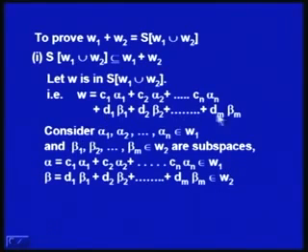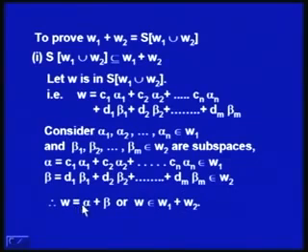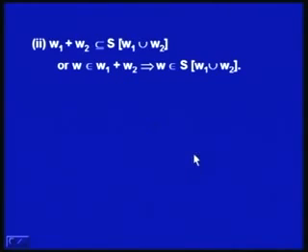Similarly, this is a linear combination of vectors of W2. So W2 being a subspace, beta equal to D1 beta 1 plus D2 beta 2 plus Dm beta m must belong to W2, and that means W can be expressed as a vector from the set W1 and a vector from the set W2, and that means W belongs to W1 plus W2. So the first part is proved.